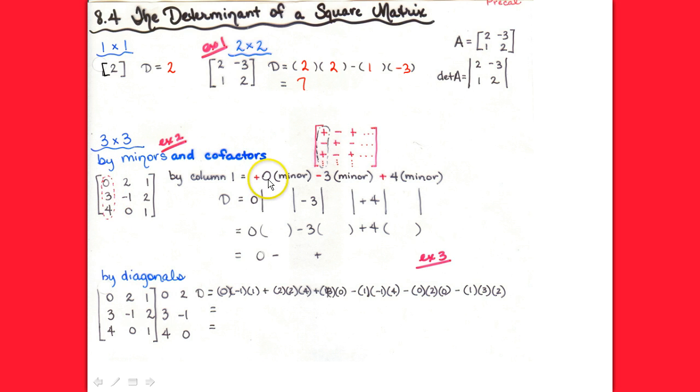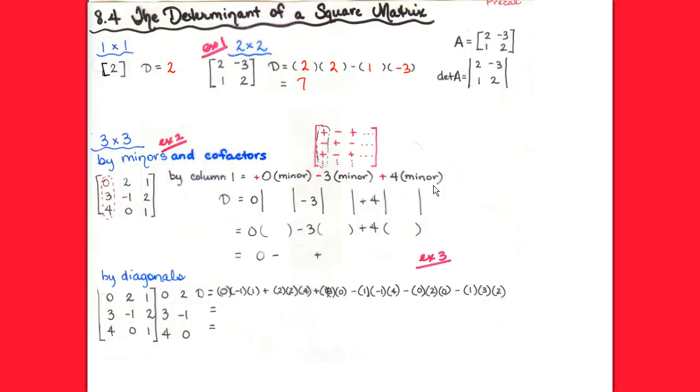I'm going to go through and take 0 times its minor, and we'll talk about what a minor is in a second, 3 times its minor, and 4 times its minor. Once I find those 3 products, what am I supposed to do with them? Well, that's where the checkerboard matrix comes into play. It tells me whether I'm going to add them or subtract them.